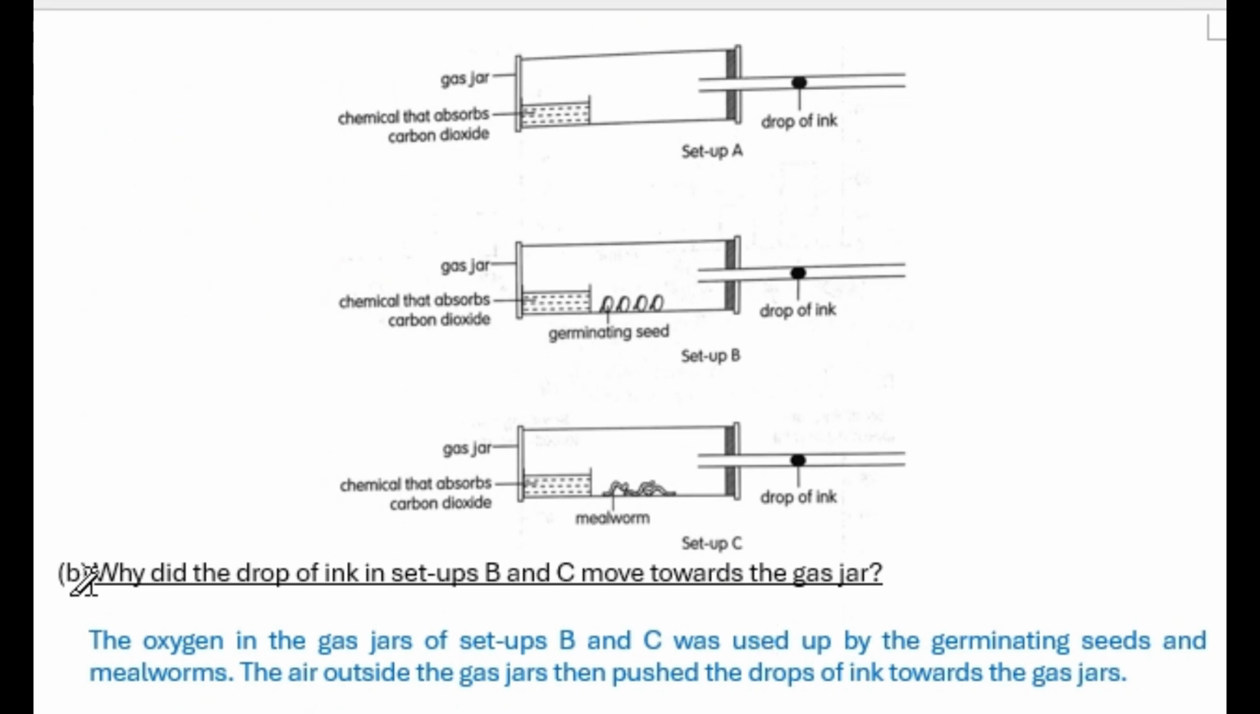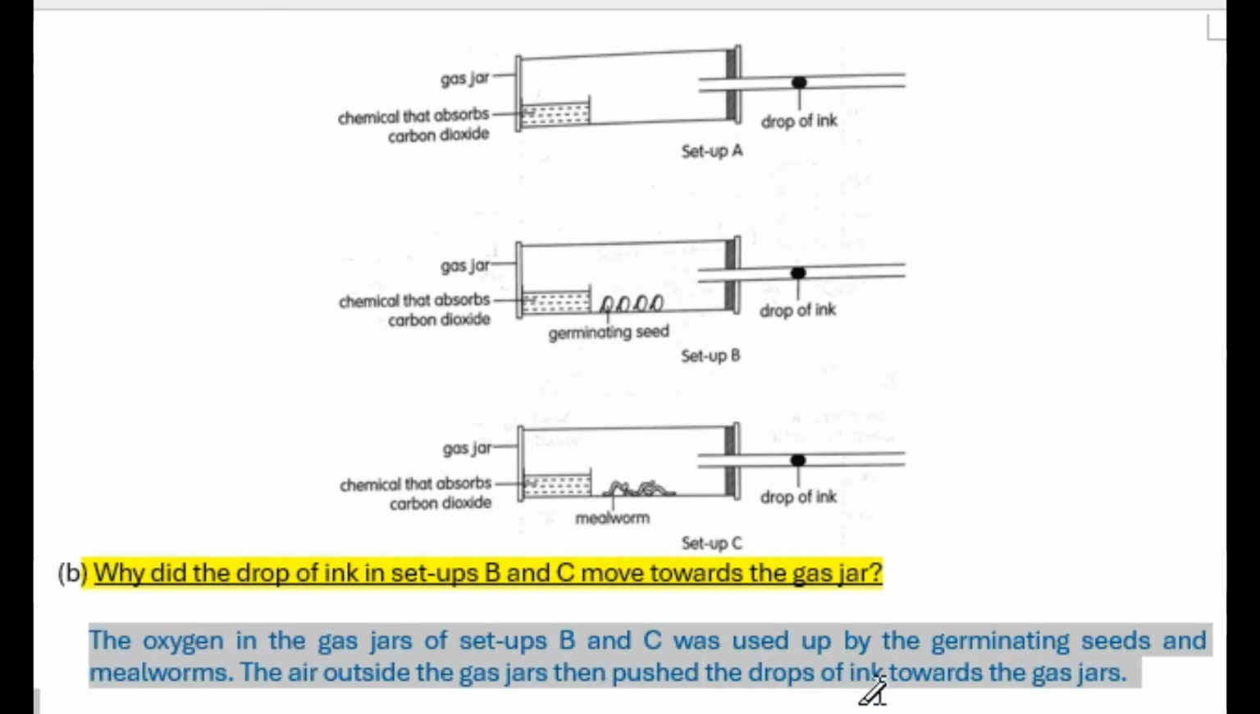B. Why did the drop of ink in setups B and C move towards the gas jar? The oxygen in the gas jars of setups B and C was used up by the germinating seeds and mealworms. The air outside the gas jars then pushed the drops of ink towards the gas jars.